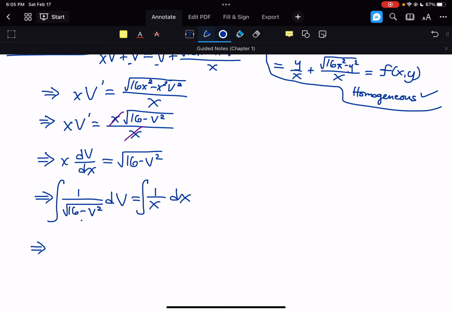On this left-hand side, this antiderivative is going to be one of the inverse trig functions. So it's actually inverse sine. And the fact that this is a 16 instead of a 1 means that it's going to be inverse sine of v over 4. Equals antiderivative over here, of course, is ln absolute value of x plus c. And we only need a plus c on one side. It encompasses all arbitrary constants.